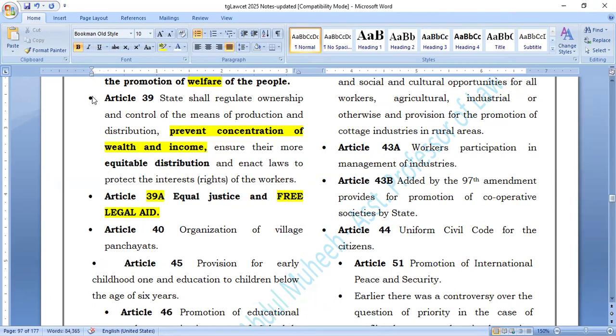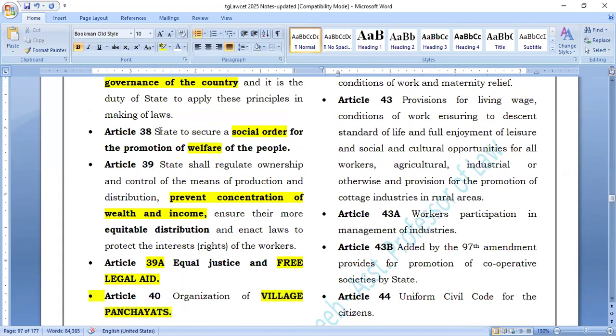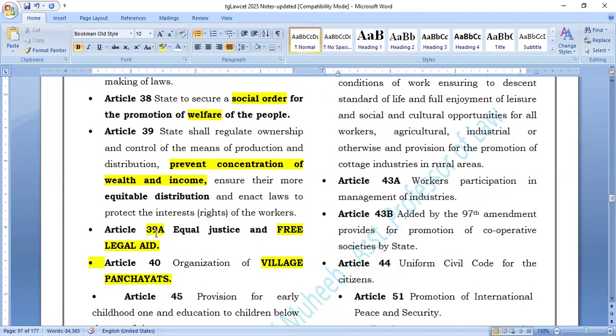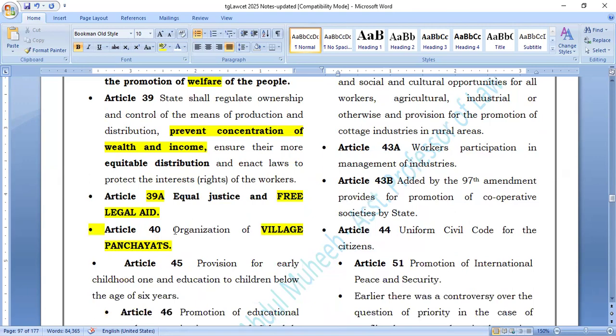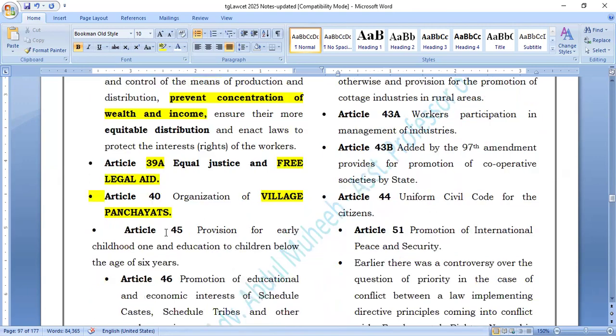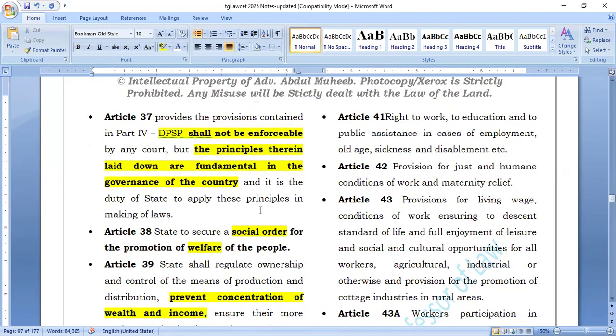Article 40: organization of village panchayats. Village panchayats. What is Article 38? Social order and welfare of the people. Article 39: prevents concentration of wealth and income. Article 39A: free legal aid. Article 40: village panchayats.